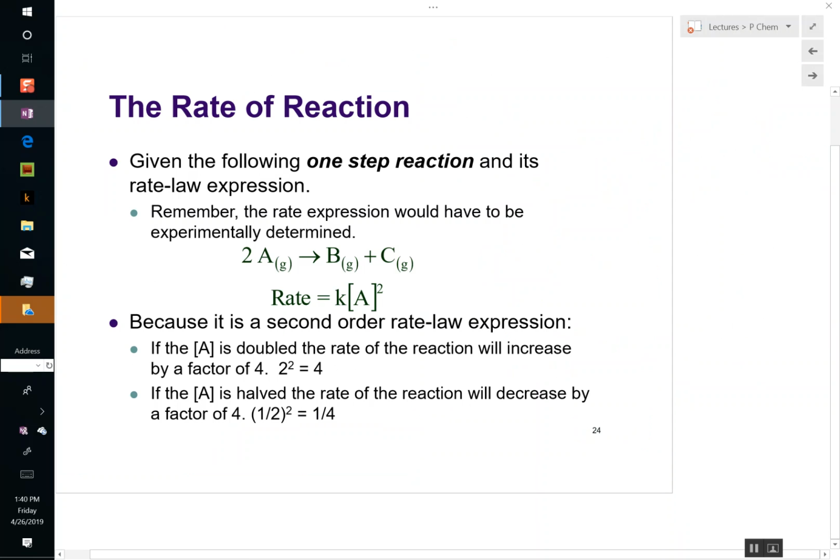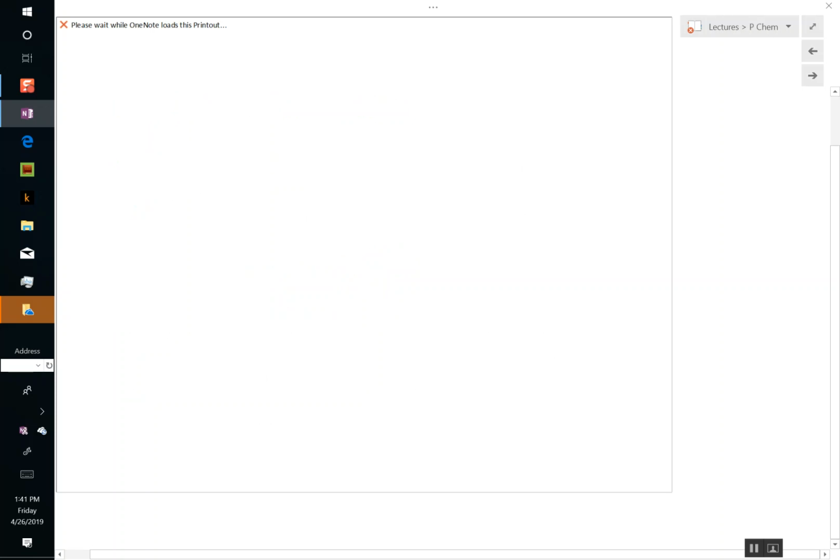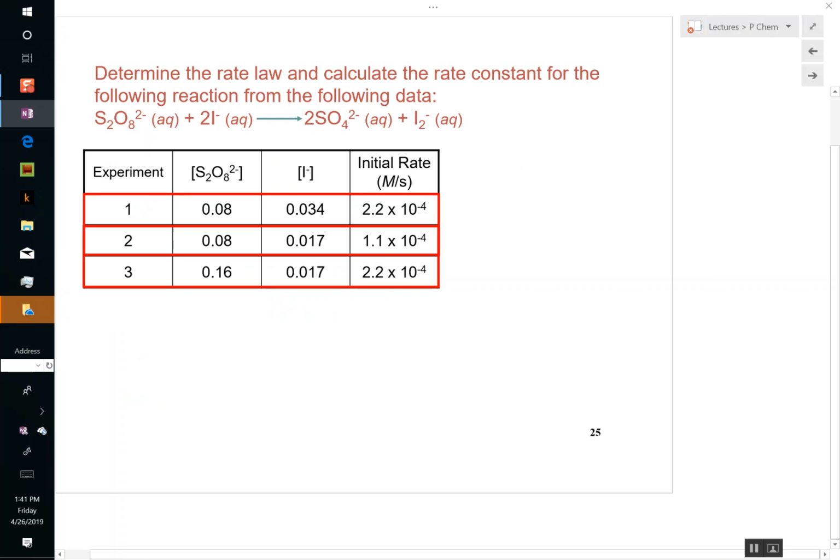Given the following one-step reaction as rate law expression, [the rate law] would have to be experimentally determined. Rate equals K times A to the second. If this were a second order reaction, if A is doubled, the rate is going to quadruple. If A is halved, the rate is going to be 1/4.